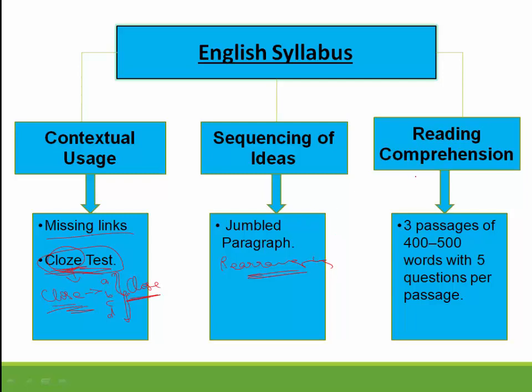Then the last part is the reading comprehension. Now you cannot avoid this reading comprehension over here, because there will be 3 passages of 400 to 500 words, and there will be 5 questions per passage. So what you have to study about reading comprehension is locating the information, grasping the ideas, interpreting ideas, tone of the passage, getting the central theme, finding out the inference by reading between the lines and understanding the underlying meaning of it. All these things are tested by RC.